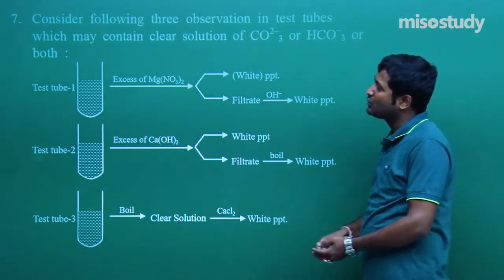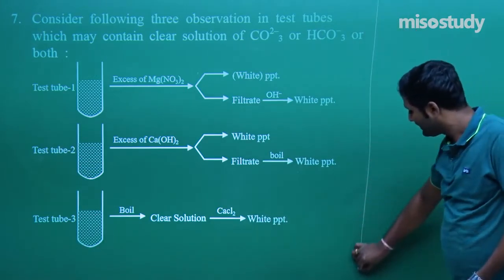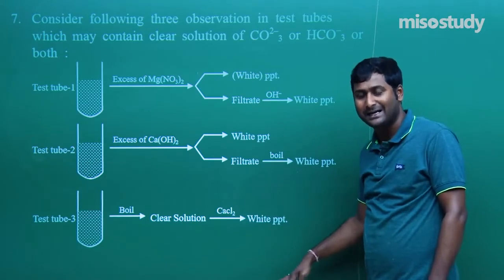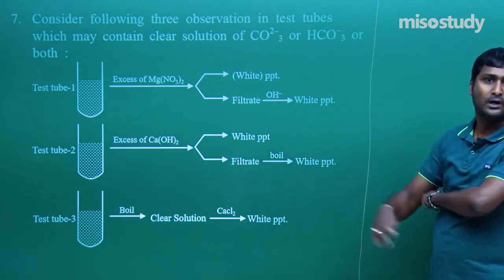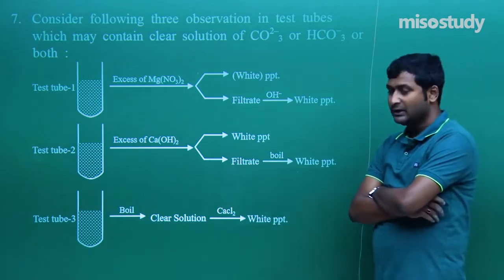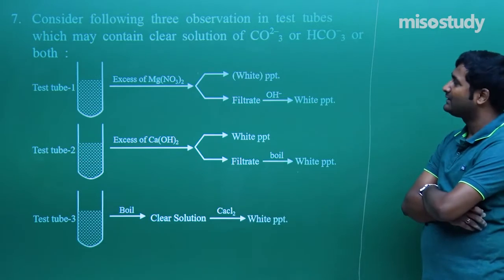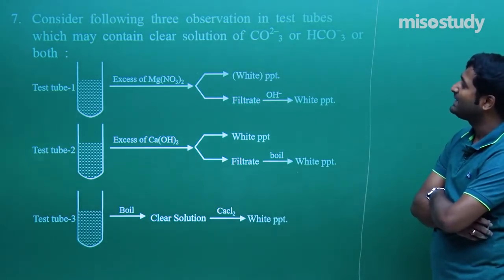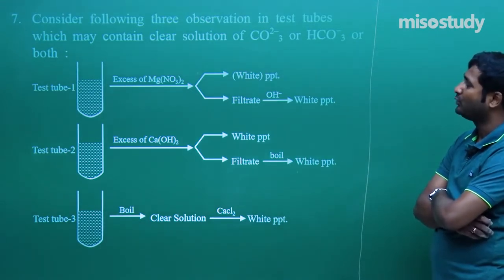This is a question completely from salt analysis, that is the determination of anionic radical and cationic radical, as I have discussed in salt analysis. Now tell me, I am leaving this question for you. I have discussed this question in salt analysis. Consider the following three observations in a test tube which may contain a clear solution of carbonate and bicarbonate or both.